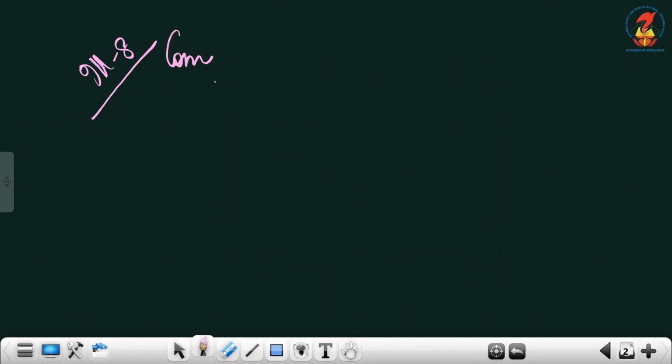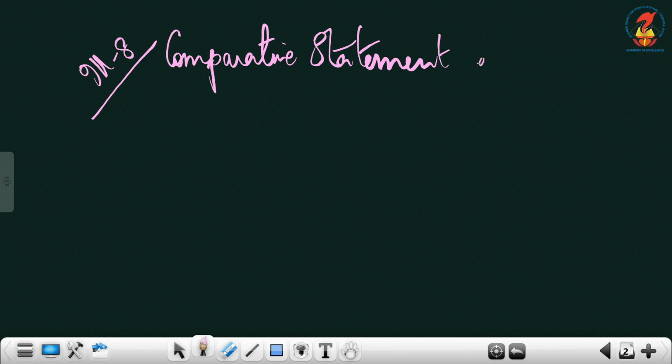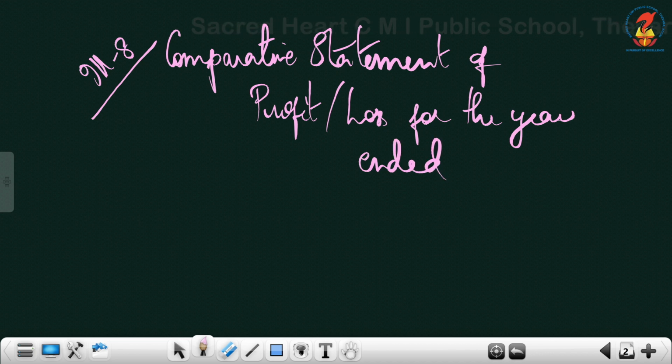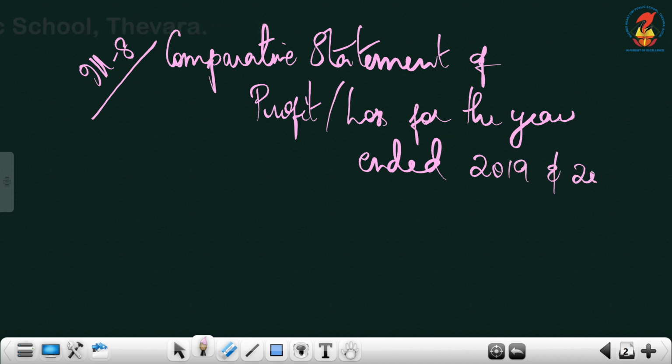So give the heading: comparative statement of profit and loss for the years ended. We are doing here for 2 years. Years ended, 2012, sorry, we are doing illustration 8, 2019 and 2020. This is how the heading should be.